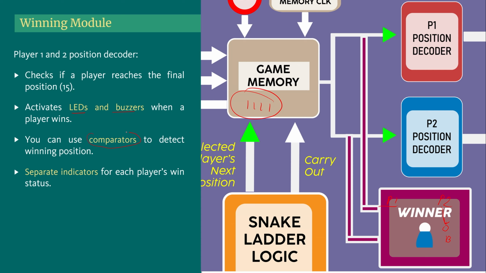You can use comparators. You just compare this value with the current position. So if you have, let's say, 1 1 1 1, this is the winning position, right? So you compare it with your current position. If the current position matches, then he has won, and you light up the winning circuit.